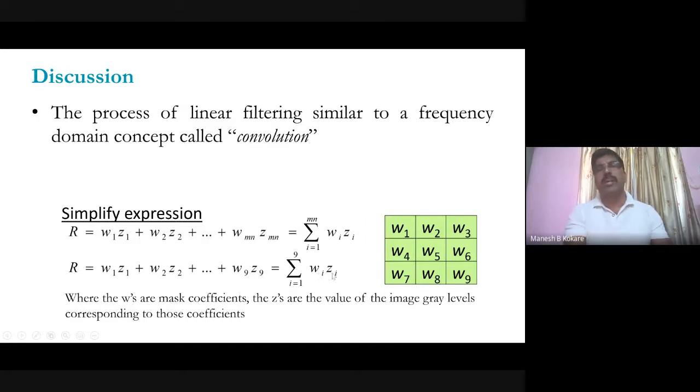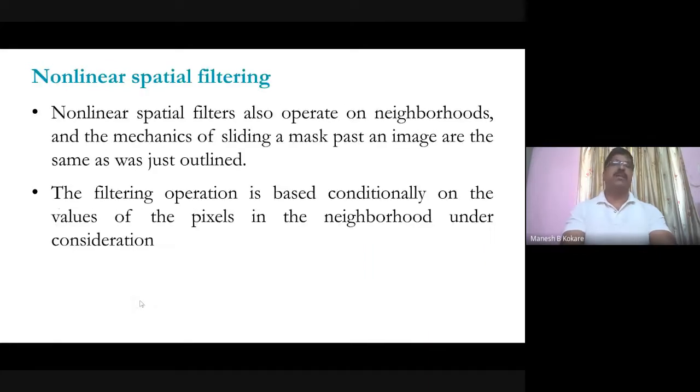You're doing the multiplication of wi zi, meaning w1 z1 when i equals 1, and then when i equals 2 it will be w2 z2, and every time you are doing the addition. The w's are nothing but the mask coefficients or filter, and the z's are the image gray levels corresponding to those coefficients. In this way, convolution or filtering is done in the image.